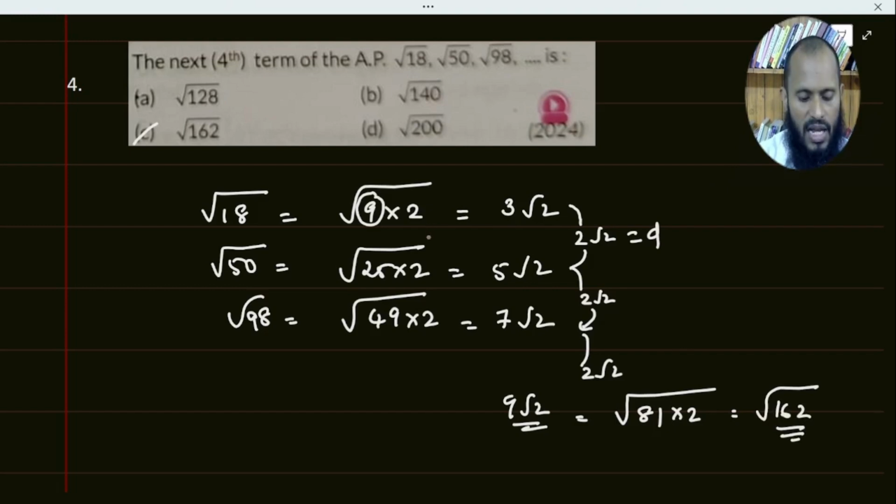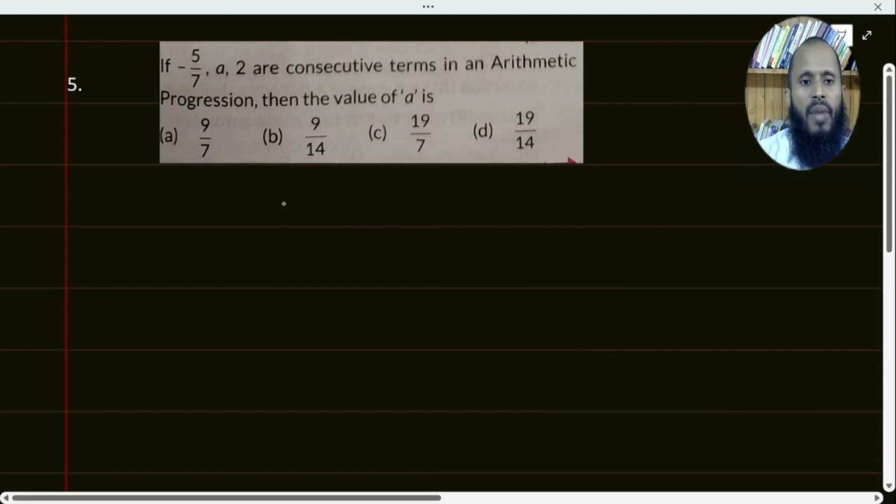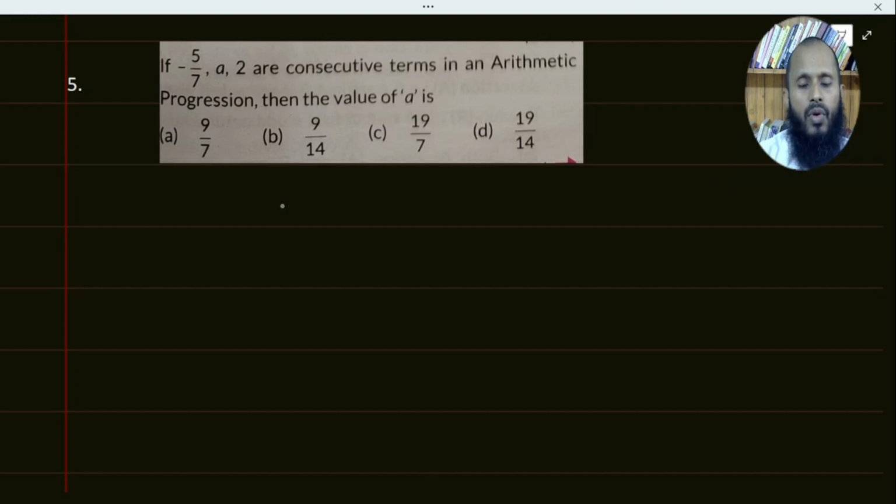Okay. So, we'll move to the last question. If minus 5 by 7, comma a, comma 2 are consecutive terms in an arithmetic progression, then the value of a is. Now, here also we will use the concept that a2 minus a1 will be equal to a3 minus a2. So, I can write a, which is a2, minus minus 5 by 7 will be equal to 2 minus a. Okay, this is a1, this is a2, and this is a3.